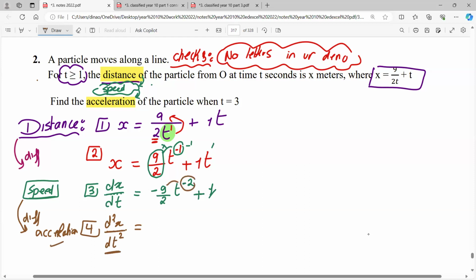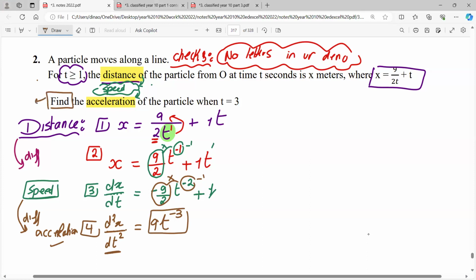Same thing: bring down, multiply by negative 1. Negative 2 times negative 9 over 2 is 9, t to the power of negative 2 minus 1 is negative 3. Of course plus 1 changes into a 0. So this is your differentiation over here. That's it, we got the acceleration. So the purple is distance, the green is speed, the brown is acceleration. Now let's look at the question here. Here it says find the acceleration.